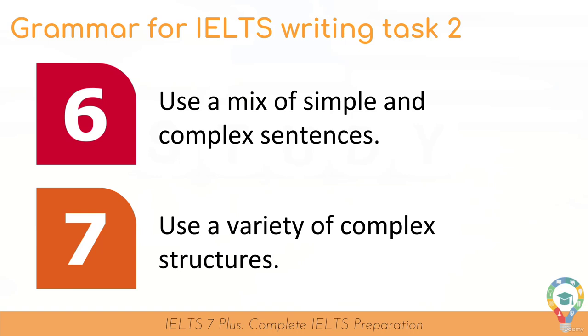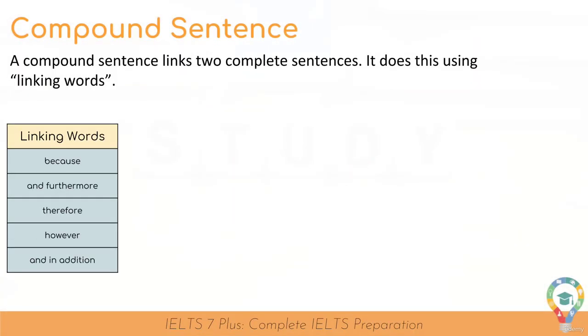One important thing to note is that we don't use the same sentence type again and again. Using them in the correct place and not too often will also help you score extra marks. The first sentence type we'll be looking at is a compound sentence. A compound sentence is 2 whole, complete sentences linked in the middle by a linking phrase or word.